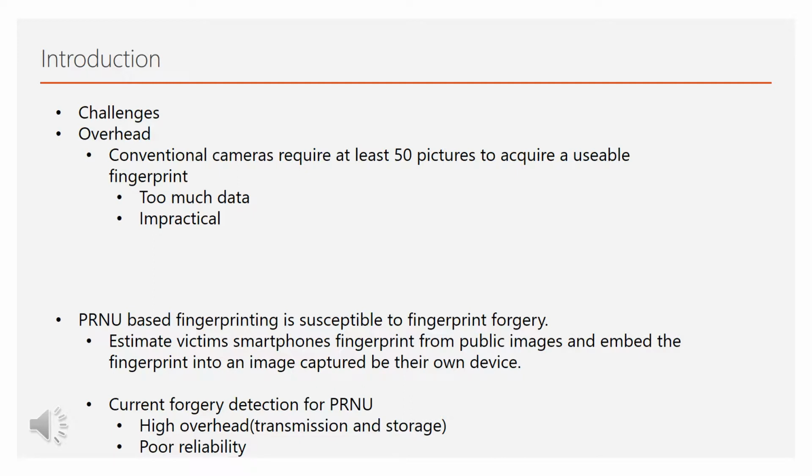A bad guy could take a victim's smartphone's pictures. They could hack them and get the pictures and take the fingerprints off those pictures and embed them into their own image. And they could use that to bypass PRNU. Current forgery detection for PRNU has high overhead, which we will discuss further on in the presentation, and it is not very reliable.